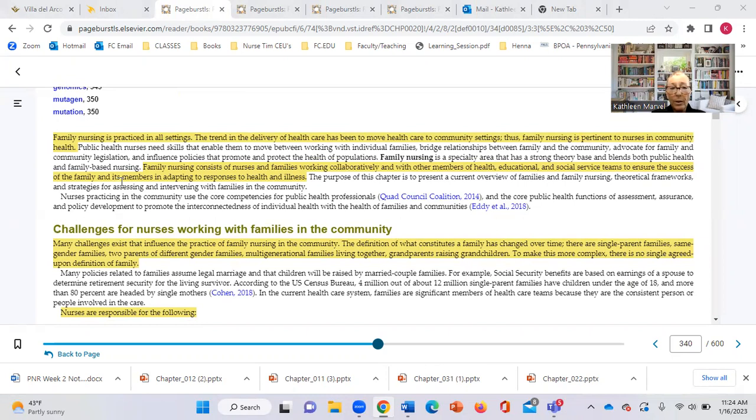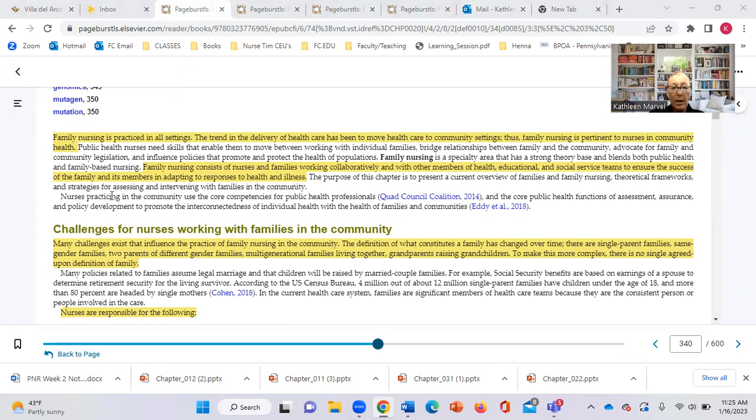Okay. Family nursing also consists of nurses and families working collaboratively with other members of the health profession, educational, social services to ensure success of the family, right? Families need support on how they respond to illness. How do they adapt to responses when there's an illness in the family?